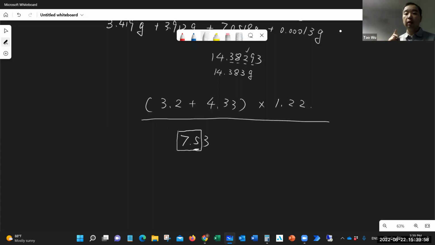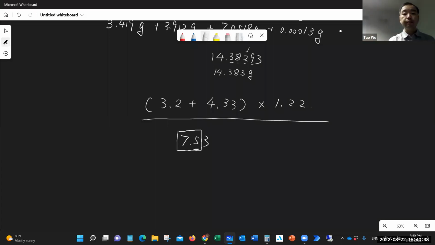So then what are we going to do? We're going to keep 7.53, this number, but you need to keep in mind that this number actually only has 2 sig figs instead of 3 sig figs. It's supposed to be 7.5, but not 7.53. So although we're not going to round this number, you need to keep that in mind. This number is supposed to be just 7.5, which means it should only have 2 sig figs.